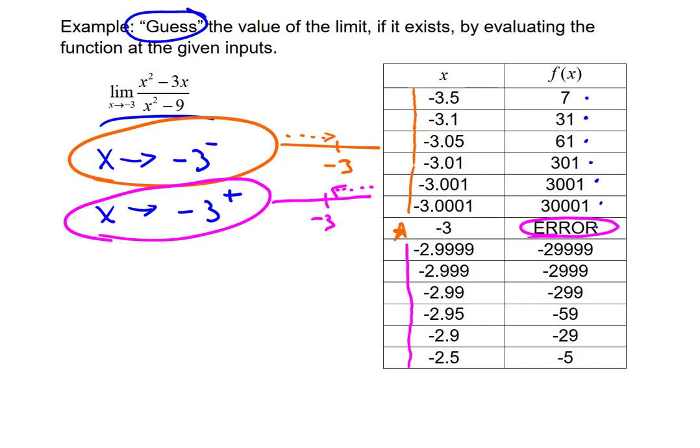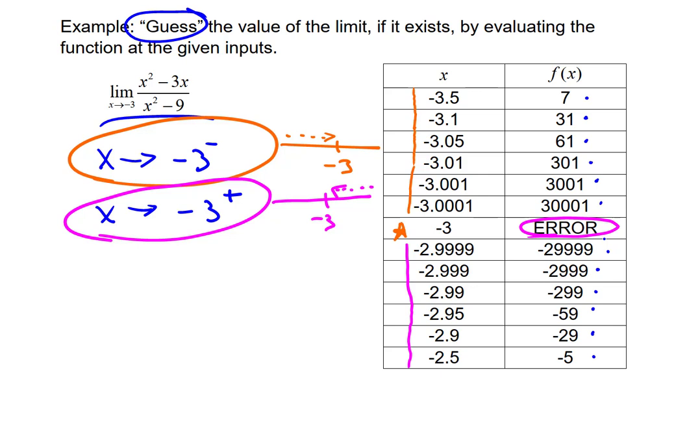Now, if we go below the error, where we started at the bottom of our table, when we started with an input of -2.5, the output was -5. And then as we work our way up toward the input of -3 in the middle of this table where the output was an error, notice what's happening to the values. So it started at -5, then -29, -59, -299, -2,999, -29,999. Okay, so clearly the values are decreasing pretty drastically.